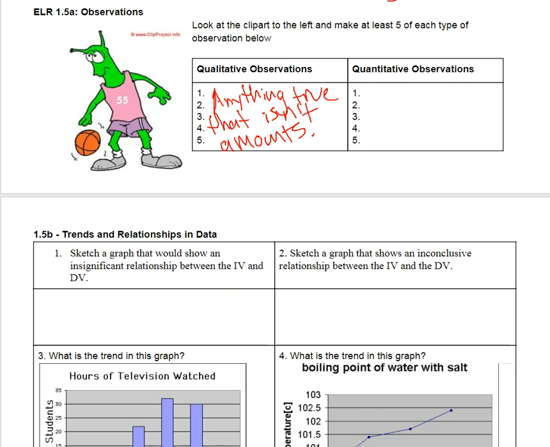Actually, the few inches tall wouldn't work. He has the number 55 on his shirt, so I want to point that one out. The number 55, if you were to point that out, that's not quantitative. That's just a fact about his shirt.